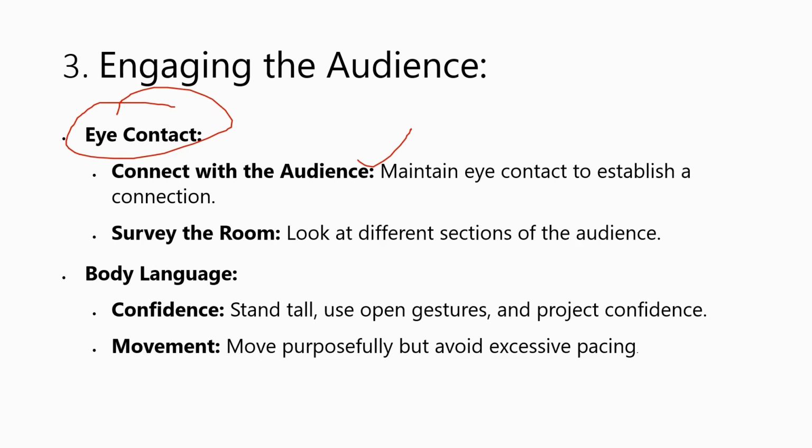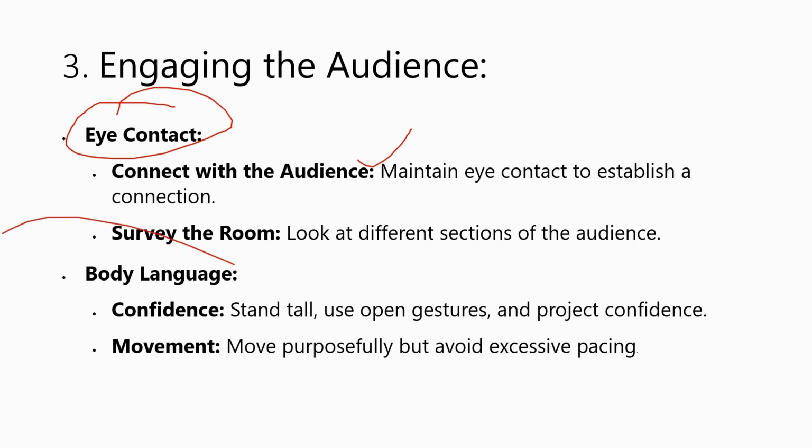Sometimes some speakers just keep on looking in one direction and ignore others. So you must keep on surveying the audience room. You must keep on looking all around so that everyone in the hall or in front of you should feel that you are looking at him or her.